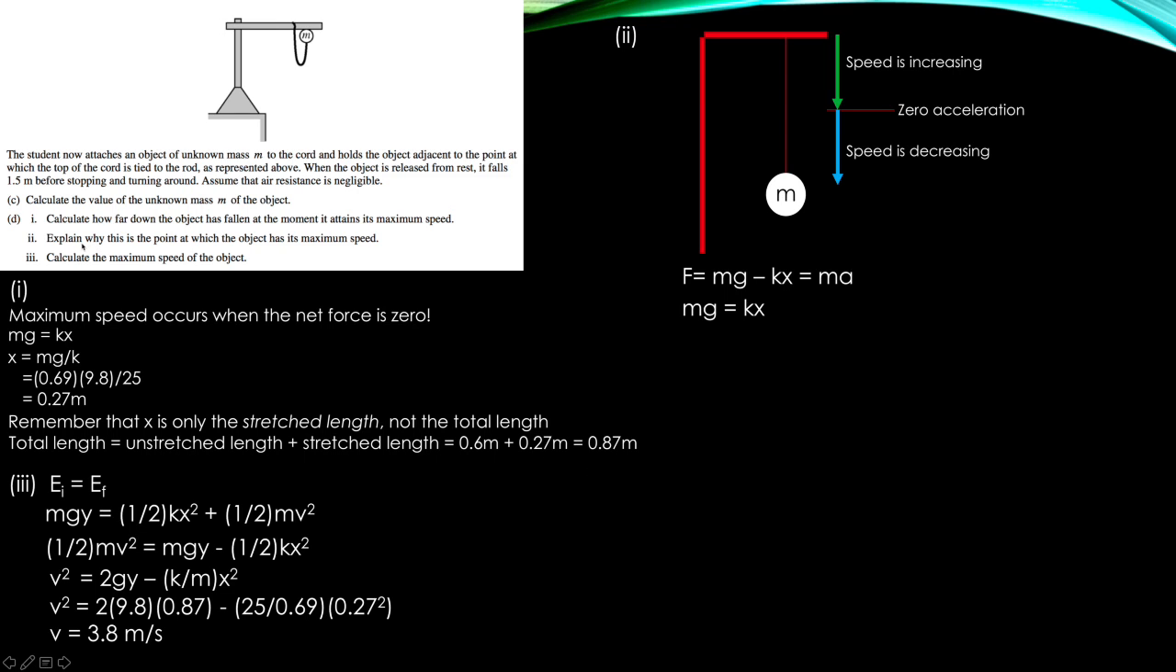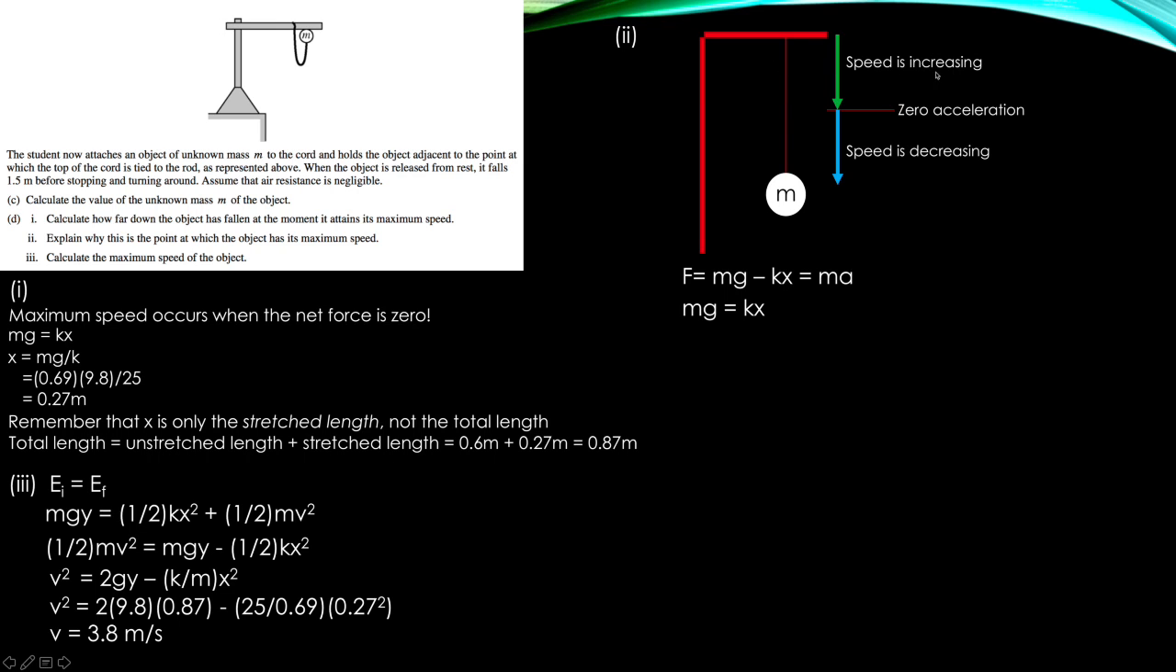Okay, so for part 2, we have to explain why this is the point at which the object has its maximum speed. So if you look at this diagram here, if you just imagine the motion in your head, the speed is increasing up until this point, and then the speed is going to decrease. We can look at the equation to understand why that is mathematically. mg is going to stay constant all throughout the scenario that we're looking at. It's only this term that's changing, or in particular x is changing, right? Because as this mass falls down, x is increasing.